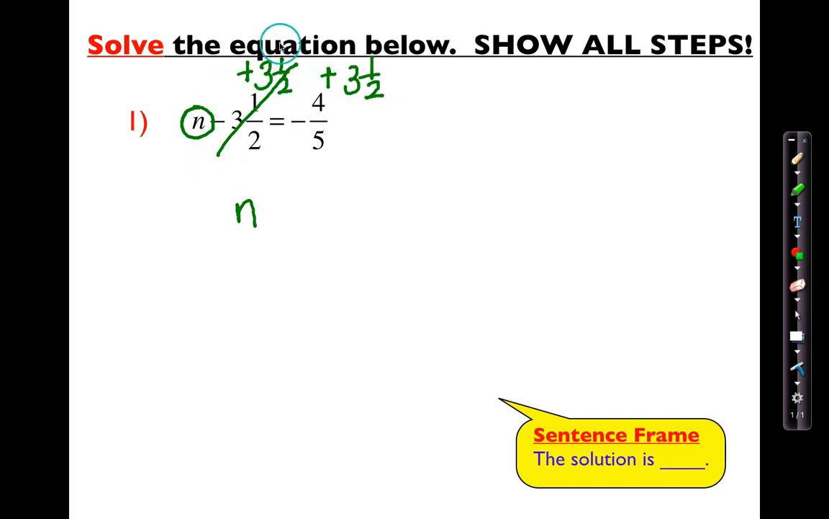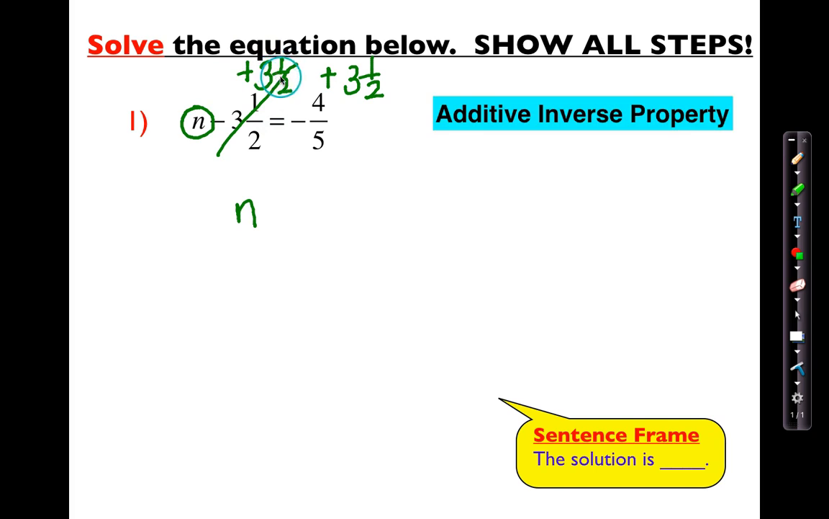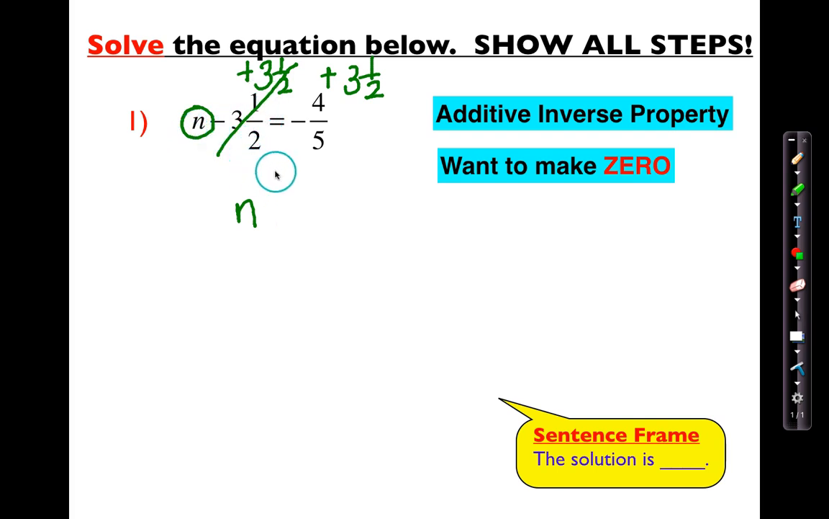So here, because I made the number 0, I was utilizing the additive inverse property. And again, that goal was to just make 0, because n plus or minus 0 just leaves me with n, which is what I want. Now here I have a negative 4/5 plus 3.5. So I'm going to go ahead and work that out, because I can't do that in my head.